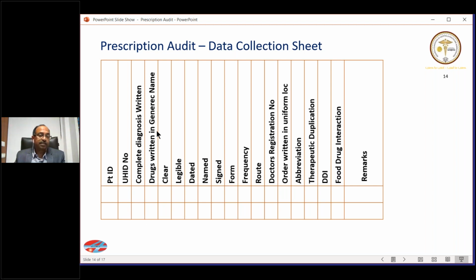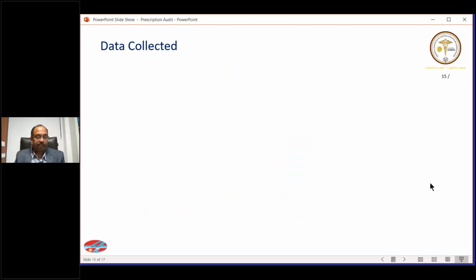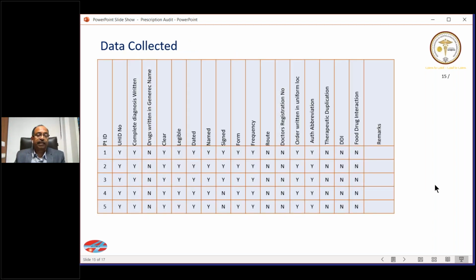Then you say whether the diagnosis is written, whether it is written in generic name, clear, legible, dated, time, all these parameters are there. DDI is drug-drug interaction, therapeutic duplication, and food-drug interaction, use of abbreviation. So like that. And the answer in this data collection sheet for all the questions will be yes or no. Audit typically results in an answer yes, no, not applicable only. There is no fourth option. So like that, you have this data collection sheet. This is typically an Excel sheet or a printed sheet. Both are useful. Then you collect the data like this.